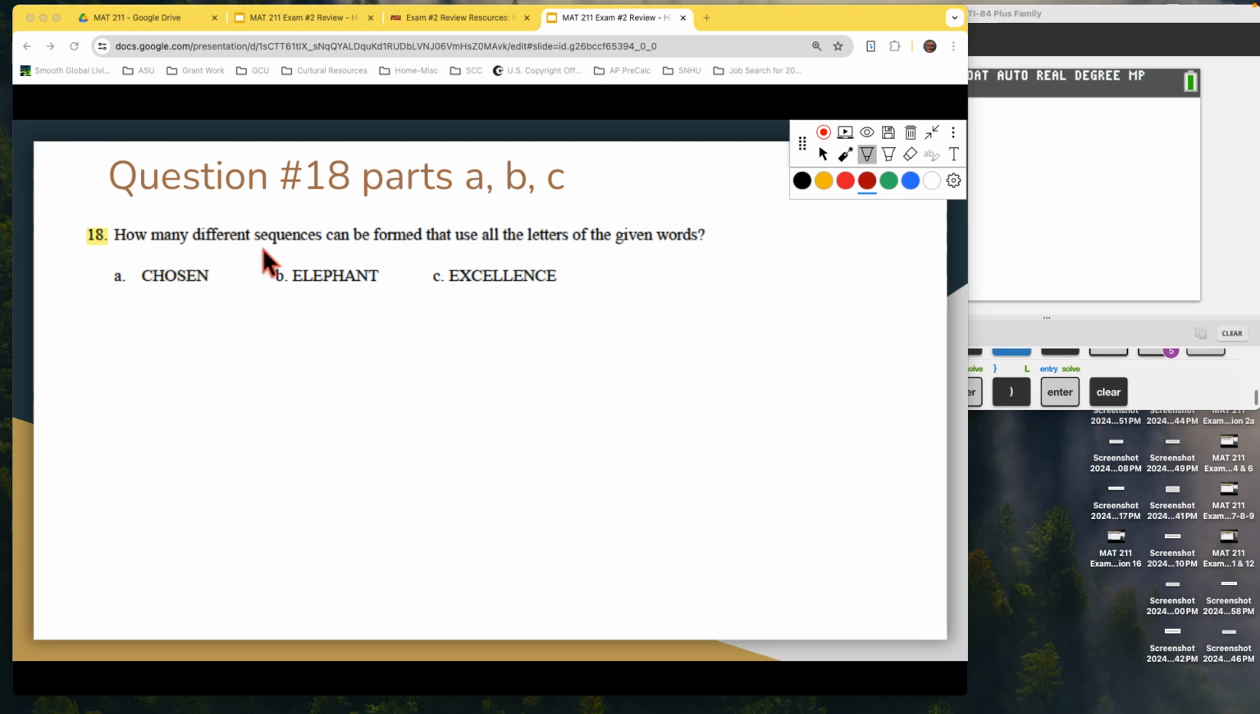Here we are asked how many different sequences can be formed by using all the letters in the given word. So sequences is the key part. This is going to be a permutation because it's a sequence. Order is important.